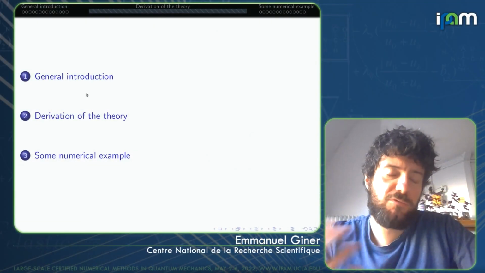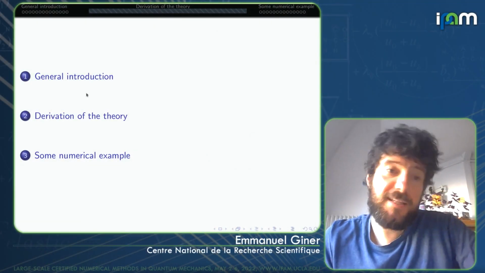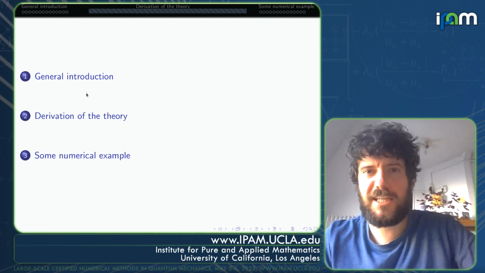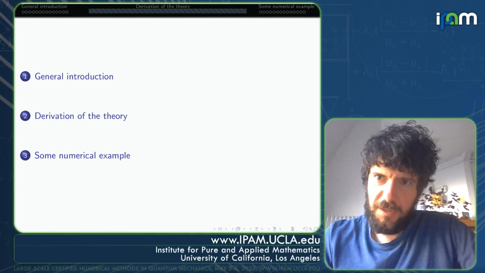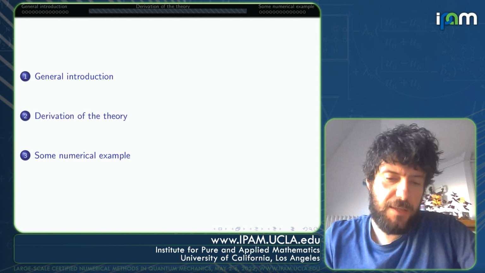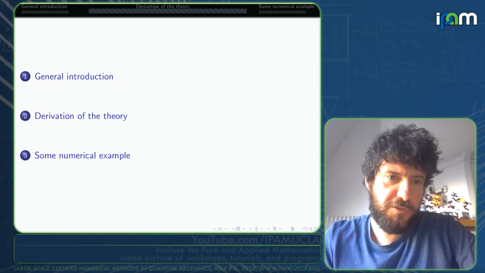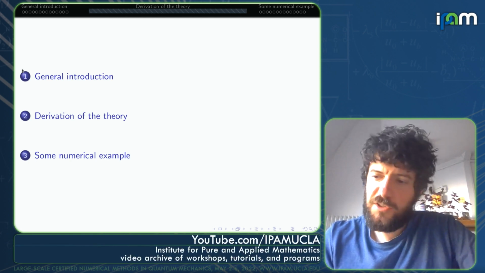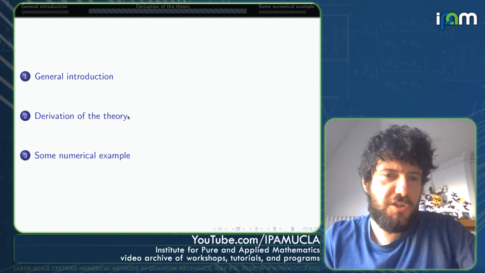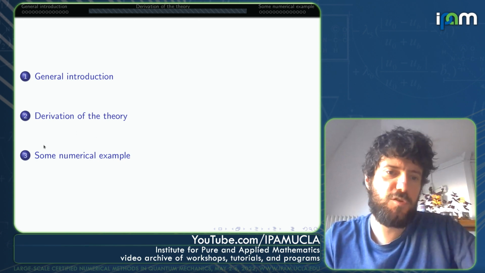I will start with a general introduction that will be maybe a bit lengthy, but I guess that not everybody is an expert in wave function theory and the precise problem of the basis set convergence. So after this introduction, I will go through the derivation of the theory and conclude with some numerical examples.